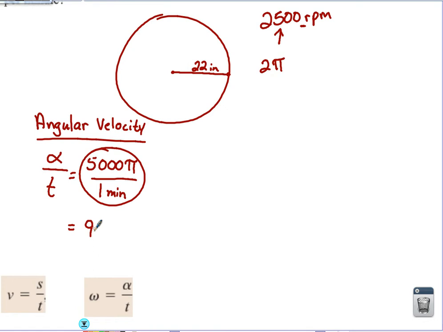Got 9 with how many zeros? 5 zeros. If you did it in degrees per minute, 90,000 degrees per minute. 360 is 1 revolution. So in 1 minute, your blade is traveling 90,000 degrees. That's your angular velocity. Now let's look at linear velocity.